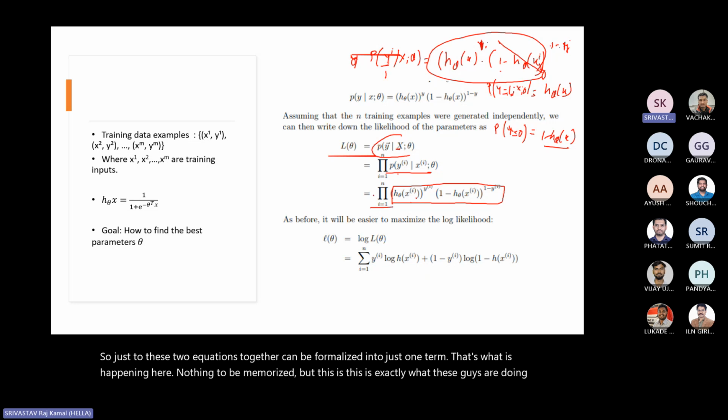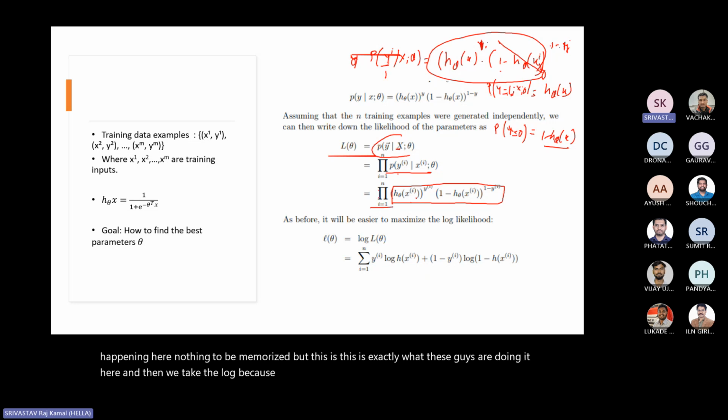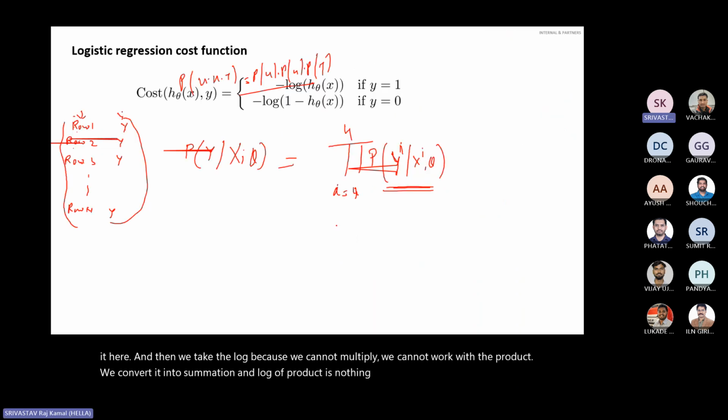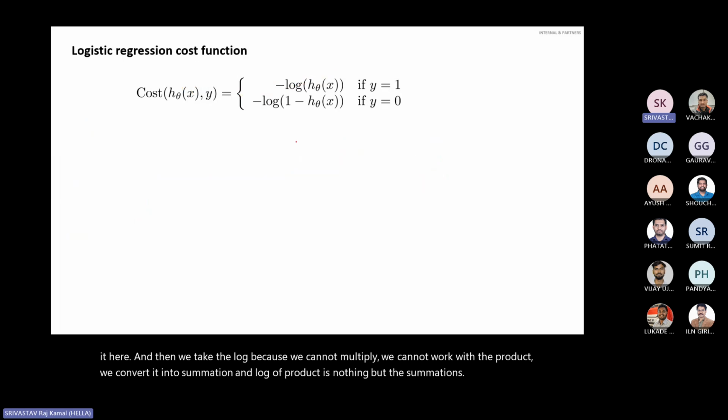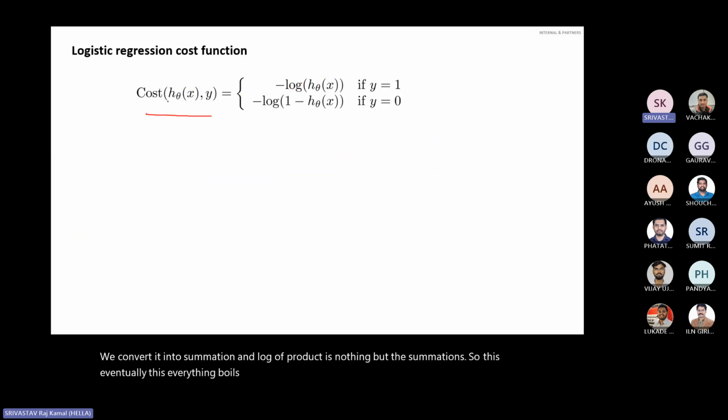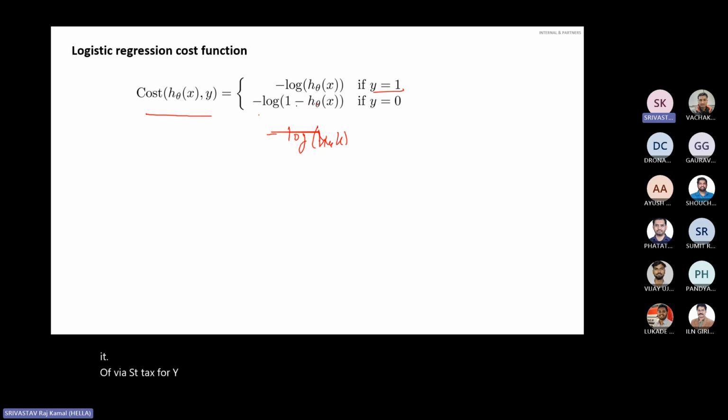And then we take the log, because we cannot work with the product. We convert it into a summation, and the log of a product is nothing but a summation. So eventually everything boils down to this. Your cost function is minus log of s theta x for y equals 1, minus log 1 minus s theta x for y equals 0. This is the cost function.